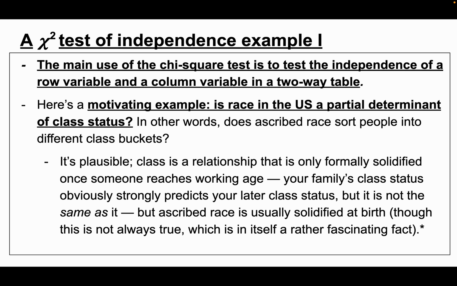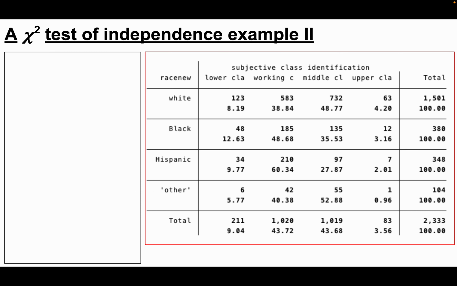It's plausible. So class is a relationship that's really only formally solidified once someone reaches working age. Your family's class status obviously strongly predicts your later class status, but it's not the same as it. But ascribed race is usually solidified at birth, even though that's not always true, which is itself a pretty fascinating fact, but it typically is. So race seems to precede class, just temporally.